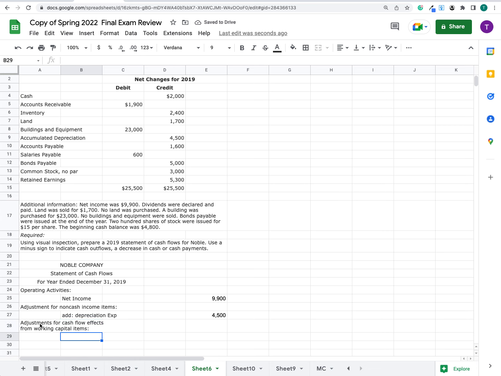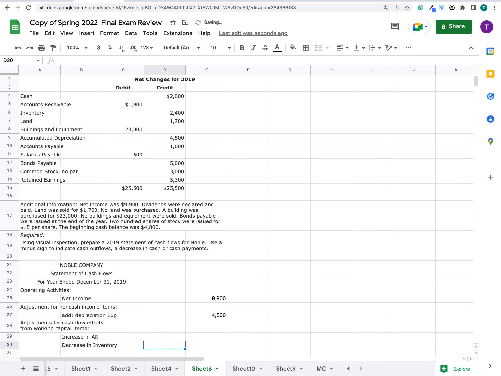Now here where we have the adjustments for cash flow effects from working capital, that's where we're going to look at all of our current assets and current liabilities and note whether there was an increase or decrease, and then adjust our net income accordingly. So coming up here with accounts receivable, the net change was a debit for $1,900, so that's an increase in accounts receivable. And we also have inventory with a credit of $2,400, which means there was a decrease in inventory.